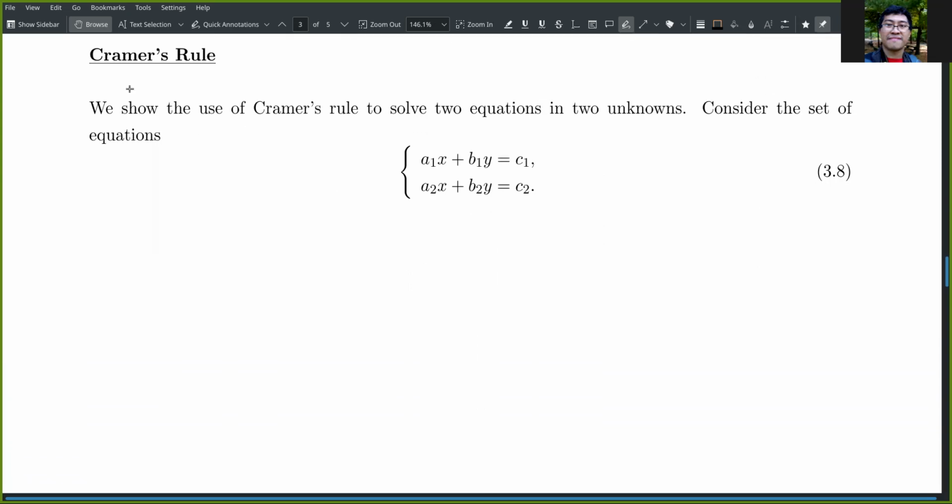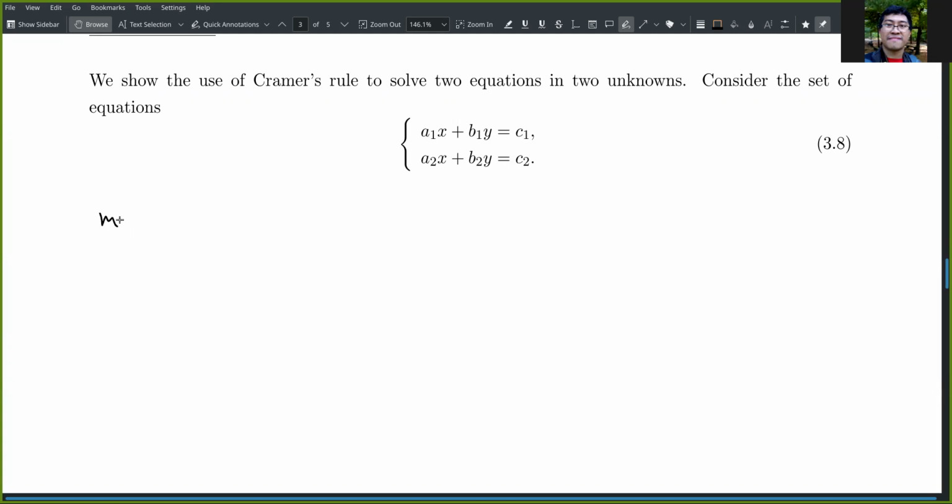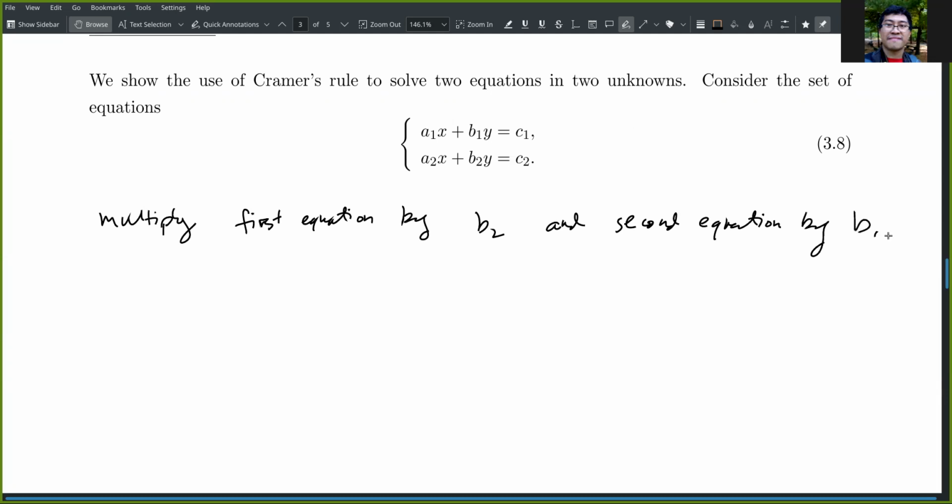Now let's use Cramer's rule to solve two equations and two unknowns. We'll have a simple example of two equations and two unknowns. We have this set of equations. One thing you can do is multiply the first equation by b2 and the second equation by b1, then subtract the results.